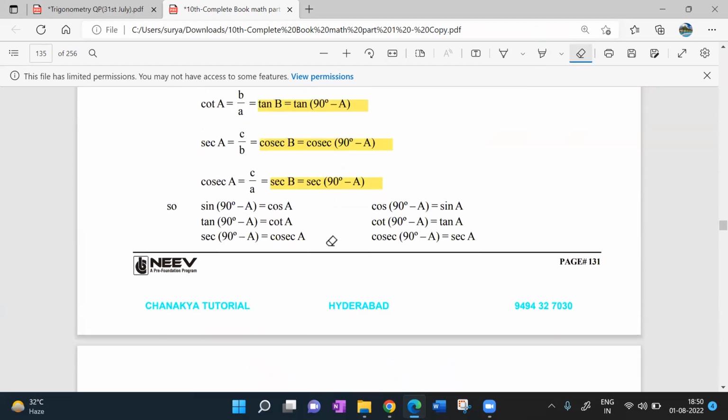Now, if you observe this properly, everyone, sin of 90 minus A is equal to cos A. Tan of 90 minus A is equal to cot A.